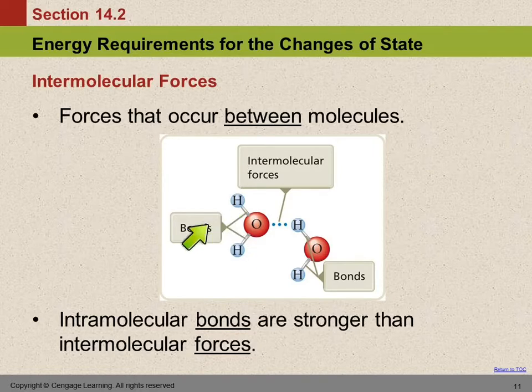So here with water again, these bonds between the hydrogen and the oxygen atoms inside this molecule are the intramolecular forces. We usually call those bonds as opposed to intramolecular forces. But then there are also forces of attraction between adjacent water molecules. These are the intermolecular forces. And those are what have to do with boiling point and freezing point and all sorts of other things. Intermolecular forces.